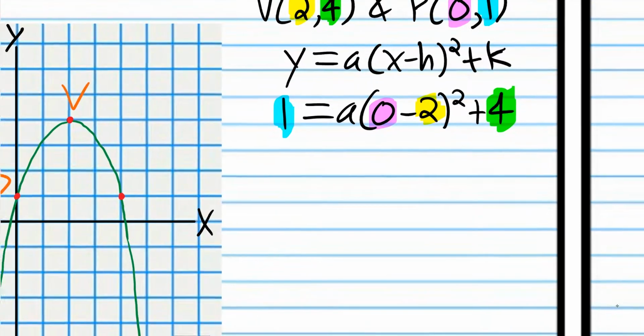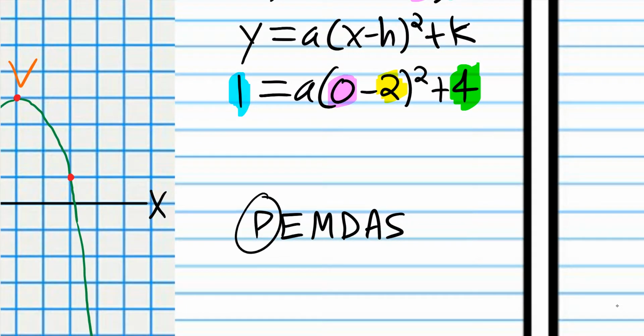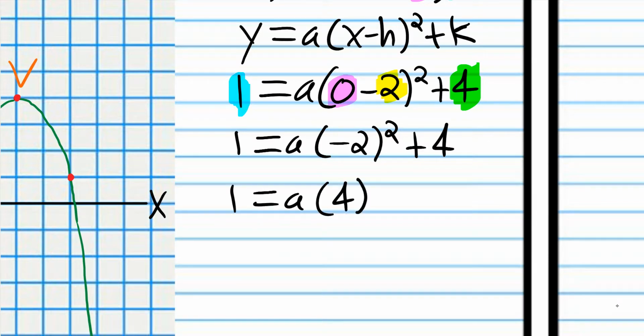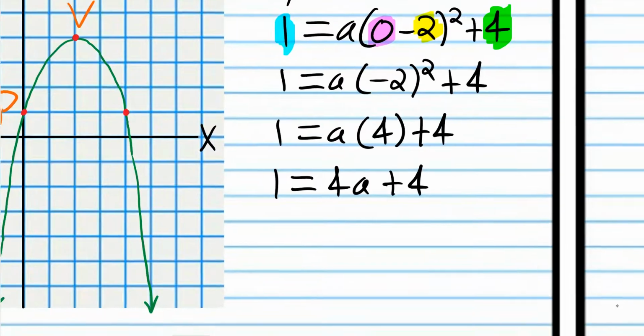And we just have to follow order of operations. And remember, we know order of operations from our acronym PEMDAS. PEMDAS tells us to do the calculations in parentheses first. So that would be 0 minus 2, which is -2. Then it tells us to do the exponents next. So -2 squared would be +4. And then, it's traditional to write the coefficient to the left of the letter, so I'm just going to move that over. It looks more familiar.